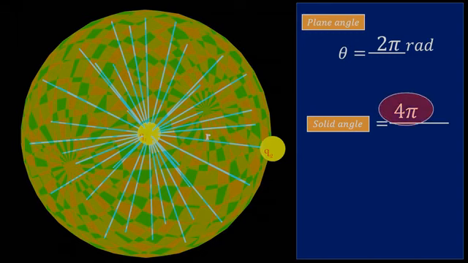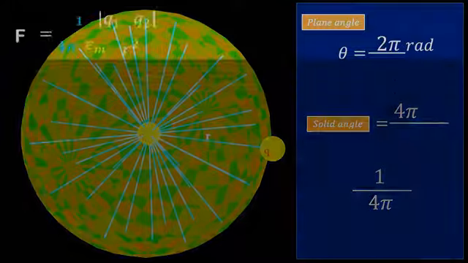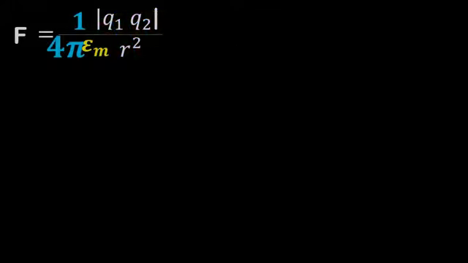However, if we look closely, a point charge q1 can only affect another point charge q2 through one possible electric field line out of the 4 pi possible field lines. This is why we use 1 upon 4 pi in the formula of electrostatic force.